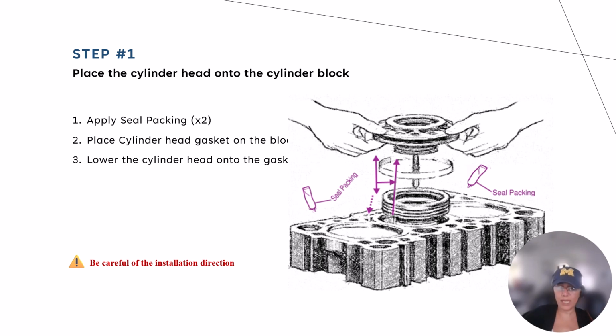Next, we will place a new cylinder head gasket onto the block. Make sure it is aligned correctly. Direction matters here, so double check before moving on. Once the gasket is aligned and in place, carefully lower the cylinder head onto it. Take your time though to make sure everything is properly seated and lined up.